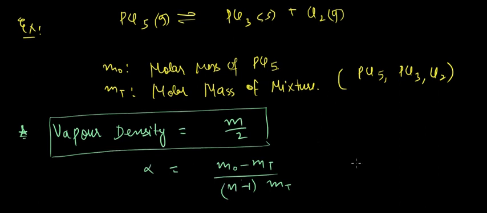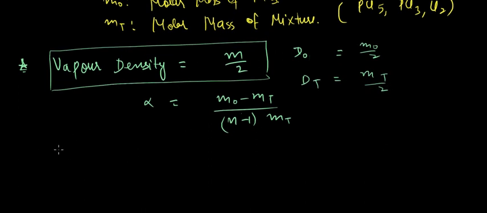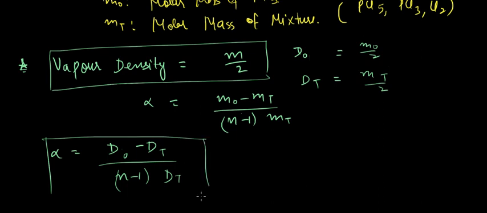Now we can write vapor density as d0 or dT, which would be equal to M0 by 2 and MT by 2. Let me write both in a separate line. So dT would be MT by 2. Just replace the values of M0 and MT here, and we will be getting again the same equation with respect to vapor density: (d0 minus dT) divided by (n minus 1) dT.